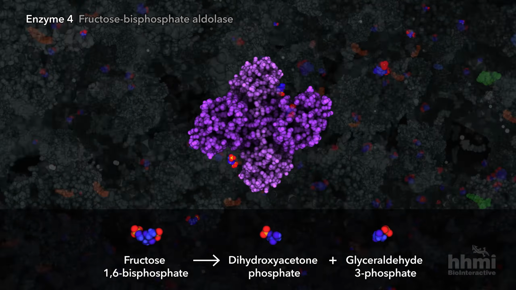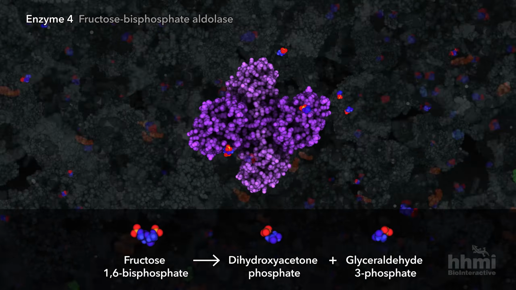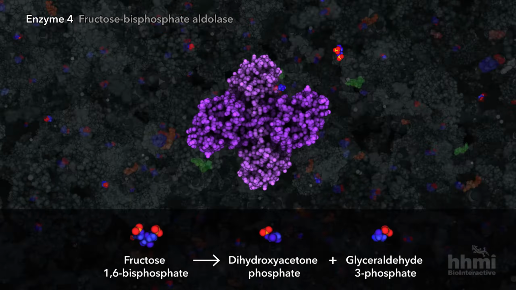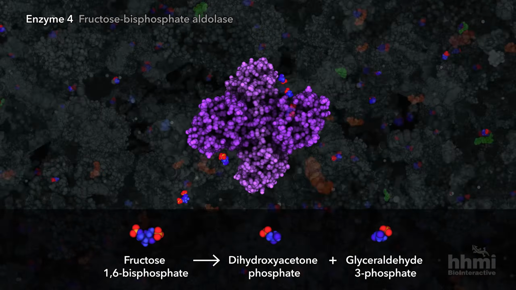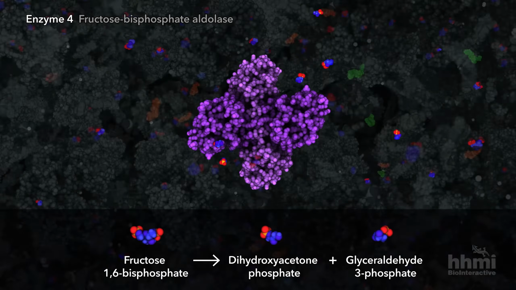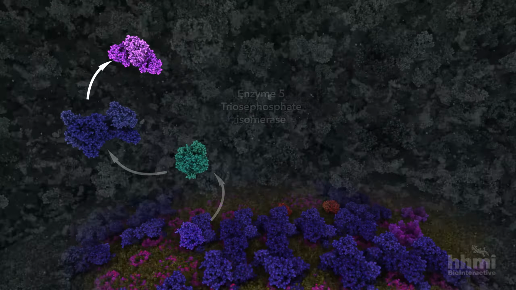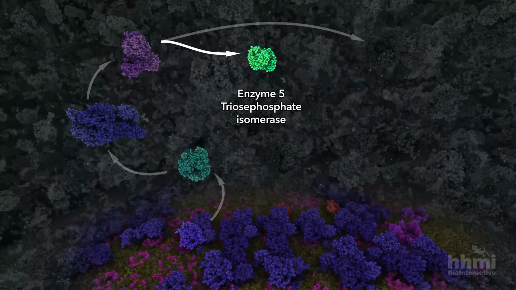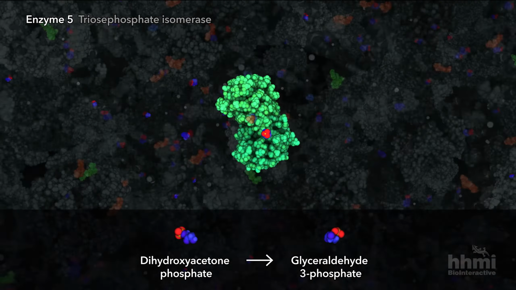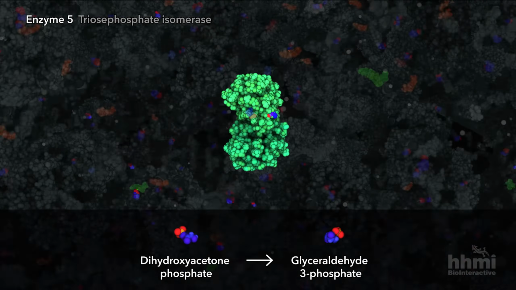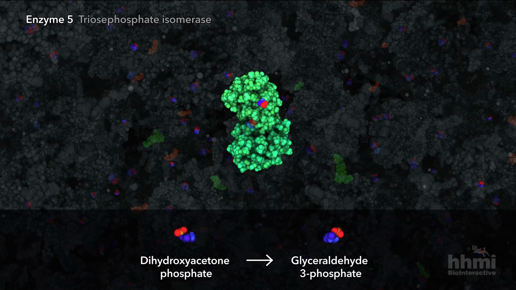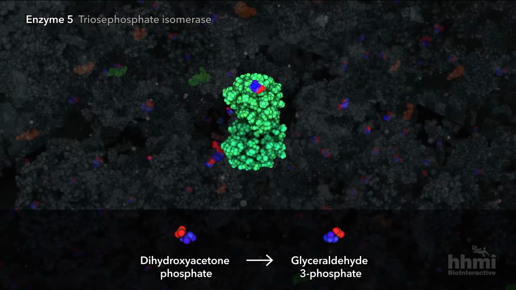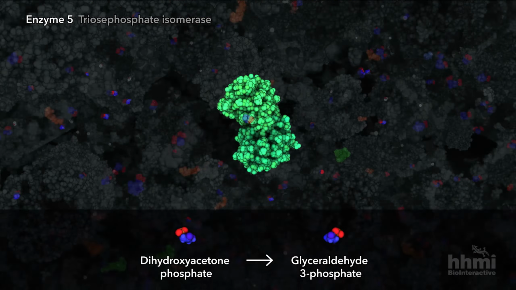The sugar products are isomers of each other, but only glyceraldehyde 3-phosphate is ready to continue with glycolysis. The sugar isomer, dihydroxyacetone phosphate, must first be converted through isomerization before continuing to the sixth enzyme.